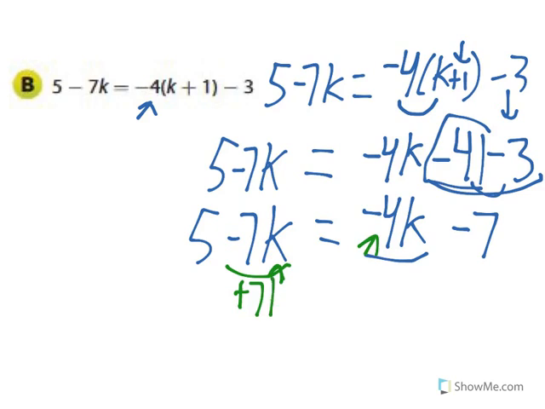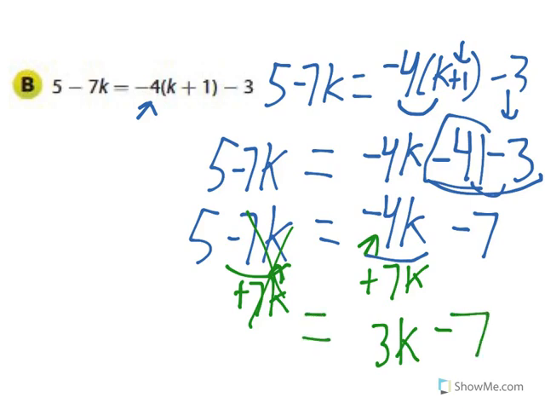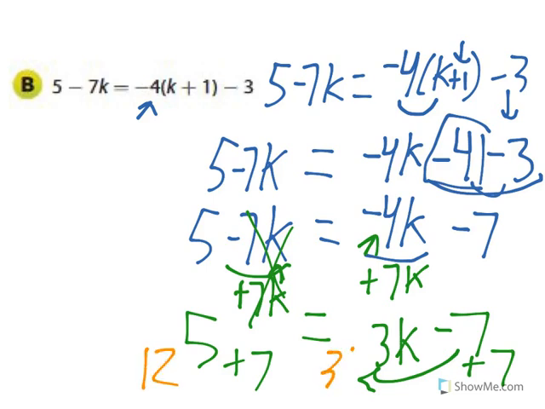We want the positive variable, so I'm going to add 7k. These would cancel out. Positive 7 minus 4, so that's going to be 3k. And now I rewrite, so that's minus 7 over there. I have 5. I want my integers to be on the same side, so I'm going to cancel that out by adding 7. So that side right there, change my color. We have 12. On this side we have 3k.